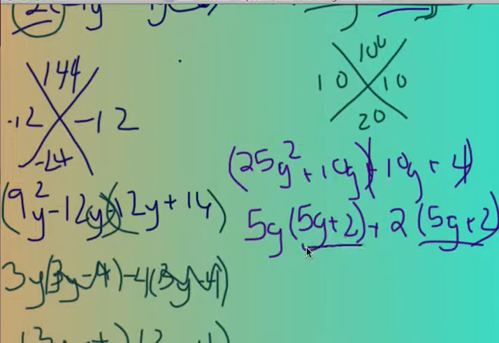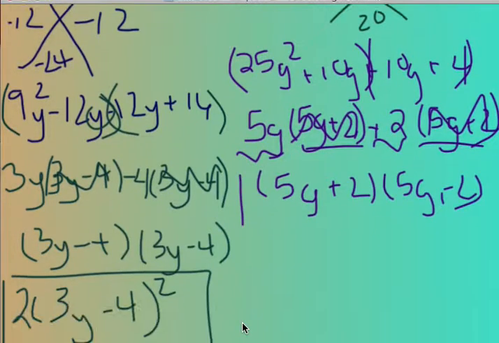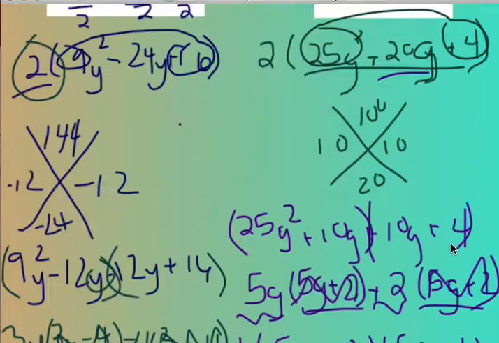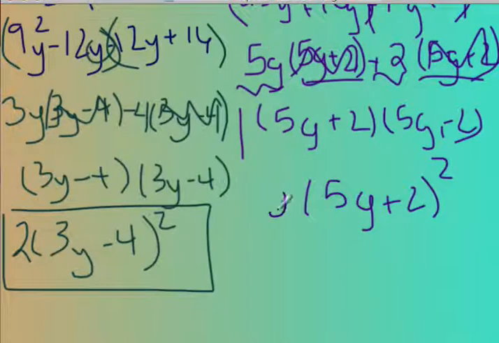So I notice that my leftovers here are matching, so I can go ahead and factor those out. And once I've gotten rid of those, I'm going to write what's left over, which is 5g plus 2. Now, I want to write those as one parenthesis squared. So I have 5g plus 2 quantity squared. And I don't want to forget my little sister from the beginning, that greatest common factor that I took out. So that's going to be a 2 right there.